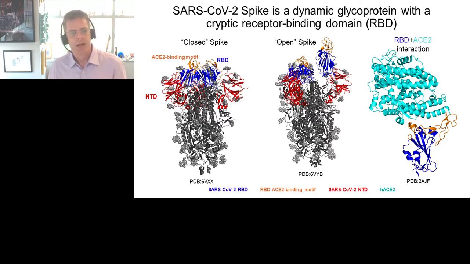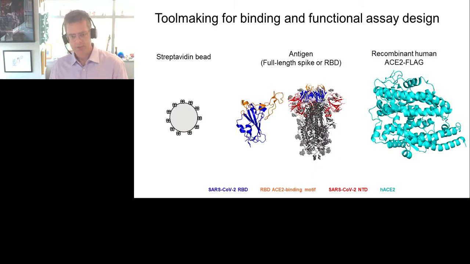So we built assays while we were doing the work on the fly to use that information, for instance, using streptavidin beads, making either the receptor binding domain as a reagent, or the full-length spike protein, or the active domain of the spike protein, and recombinant ACE2 with a tag.